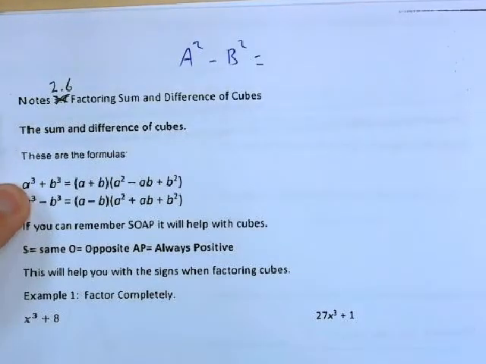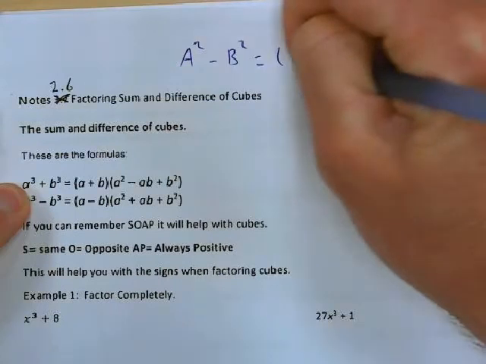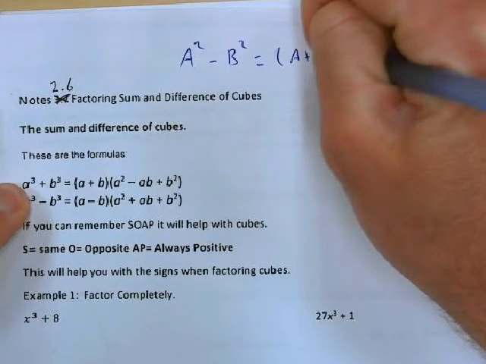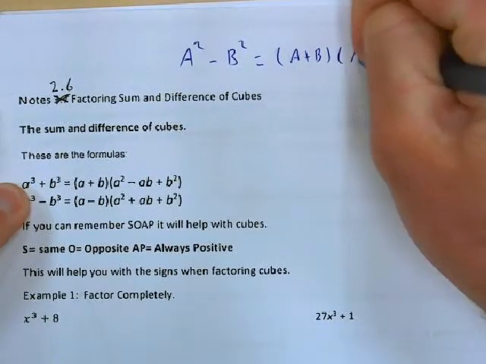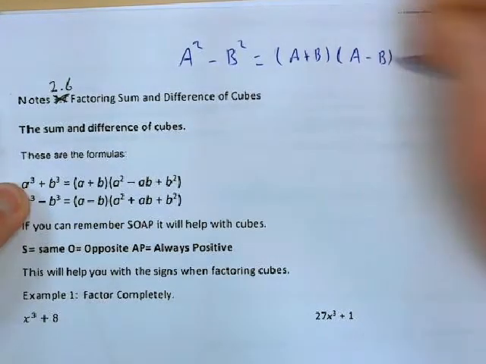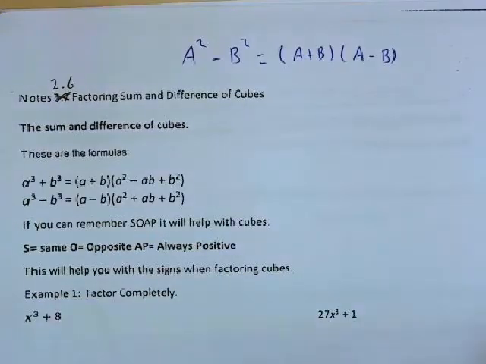But if we have something in the form a squared minus b squared, it's going to factor to a plus b times a minus b. Okay, now again, hopefully you remember this. This is difference of two squares. We've actually used it this year a bit already.